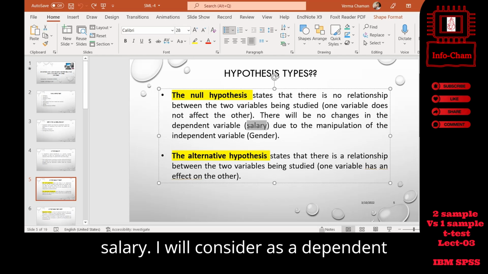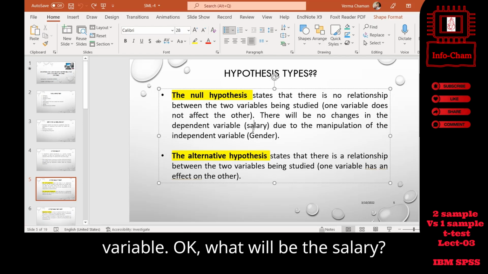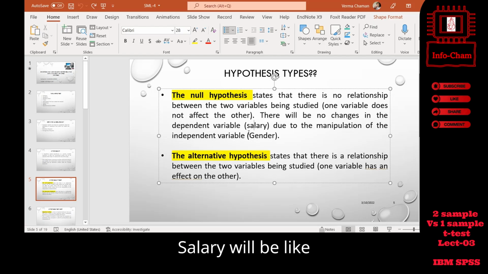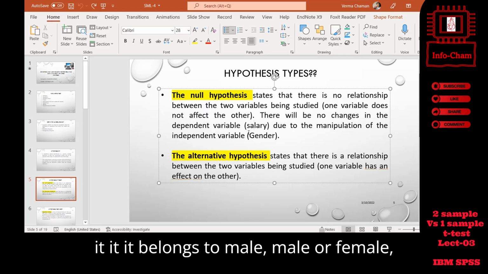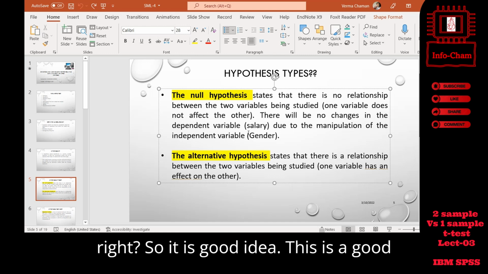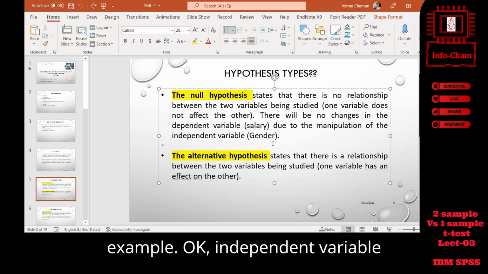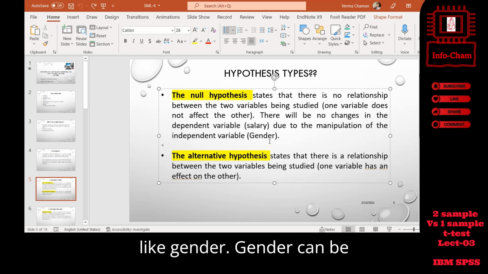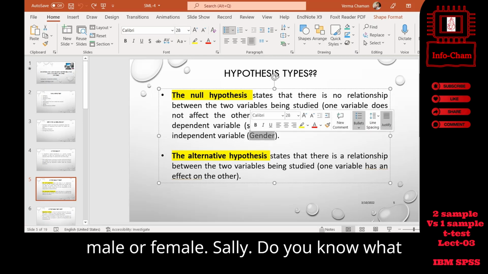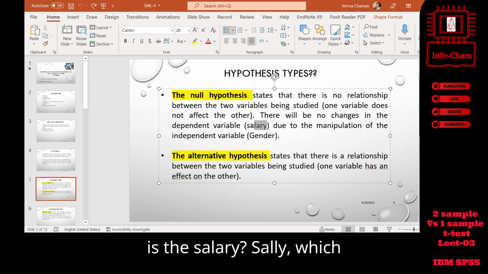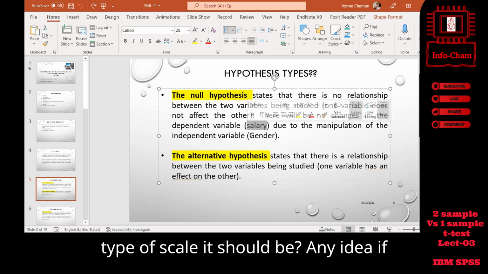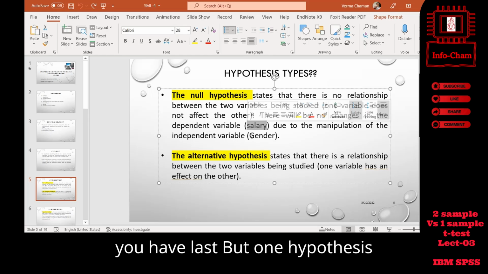Like salary, I will consider as the dependent variable. What will the salary be? If the salary is low, it belongs to male or female, right? So it is a good idea. This is a good example. The independent variable is gender. Gender can be male or female. Salary, do you know what salary is? Which type of scale should it be? Any idea, if you have studied it?